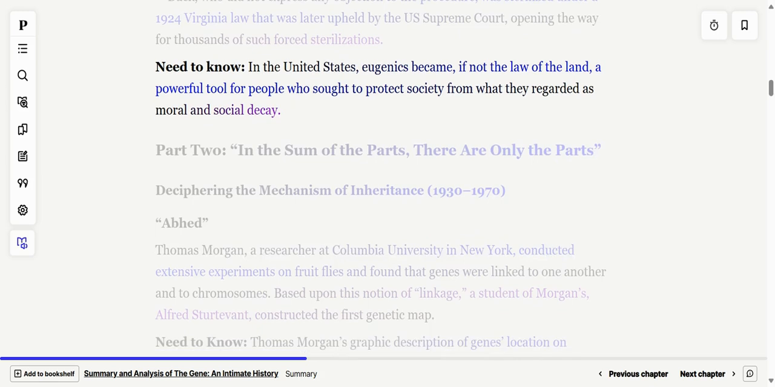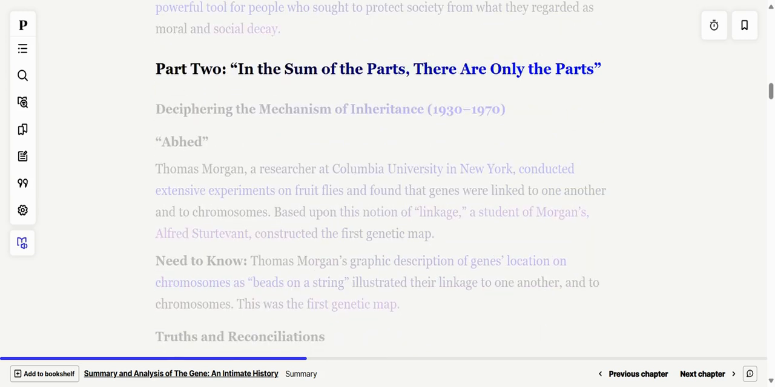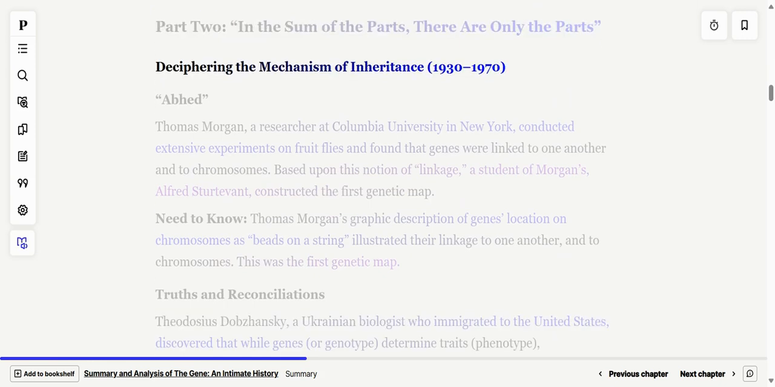Thomas Morgan, a researcher at Columbia University in New York, conducted extensive experiments on fruit flies and found that genes were linked to one another and to chromosomes. Based upon this notion of linkage, a student of Morgan's, Alfred Sturtevant, constructed the first genetic map.